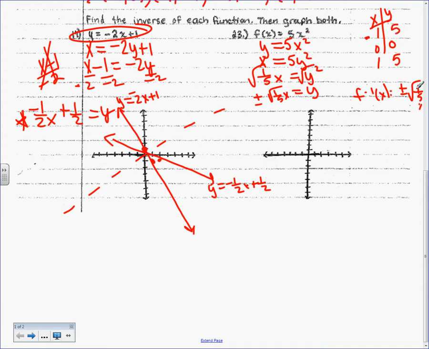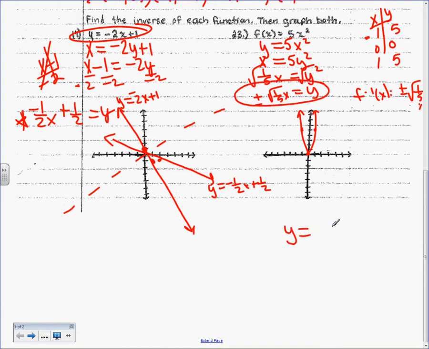Okay, so we're going to graph that one. We've got our 0, 0, 1, 5. This is hard to see. 1, 2, 3, 4. I think that's 1, 5, and negative 1, 5. Okay? So there's our parabola. All right? Tell me you're okay. This isn't terrible, right? Graphing this one is a little bit tricky.